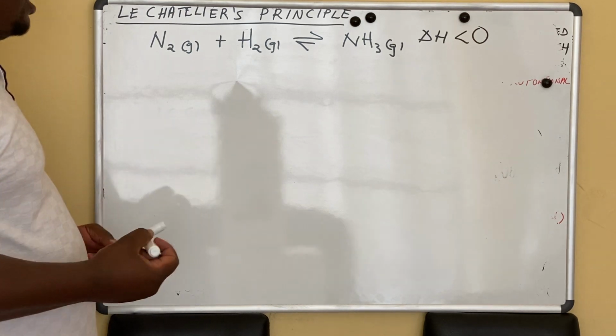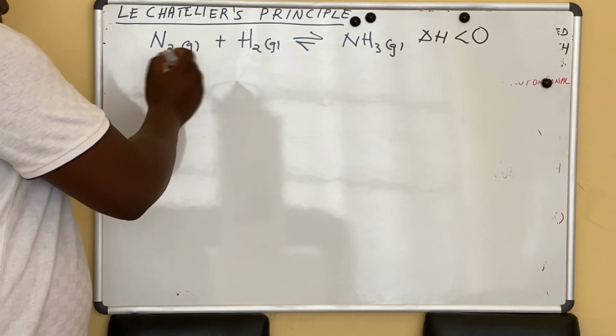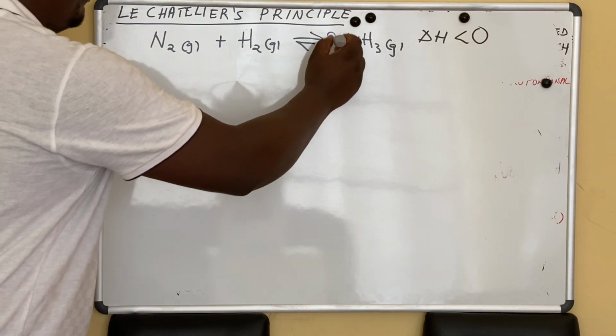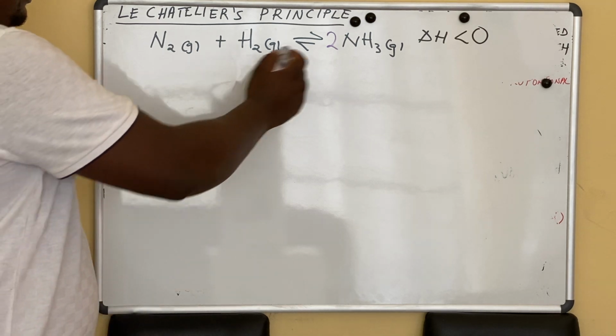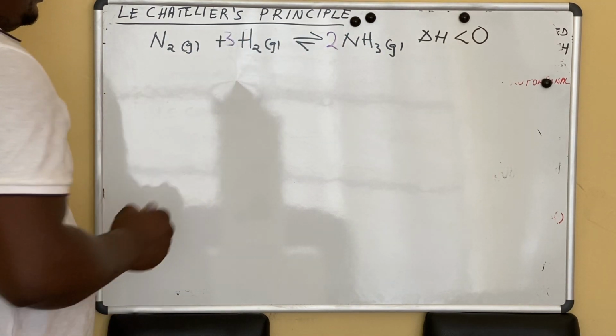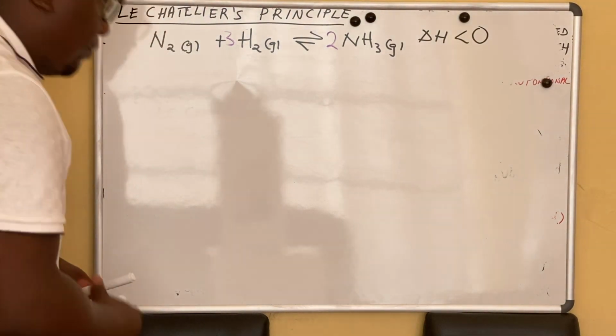Alright. So obviously, like we said, we need to balance the equation. 2 nitrogens, put 2 mole here. So the nitrogens are now balanced. Then there are 6 hydrogens, so I put a 3. So my equation is now balanced. Are we okay there? Very good.